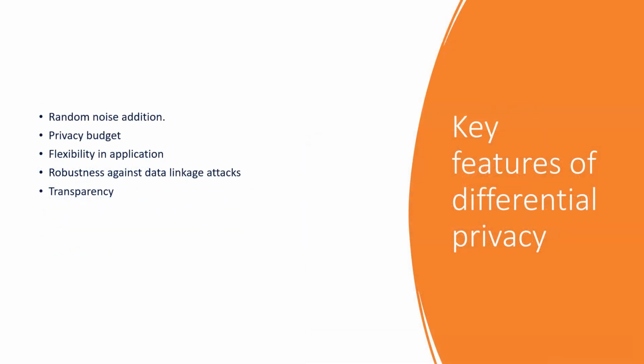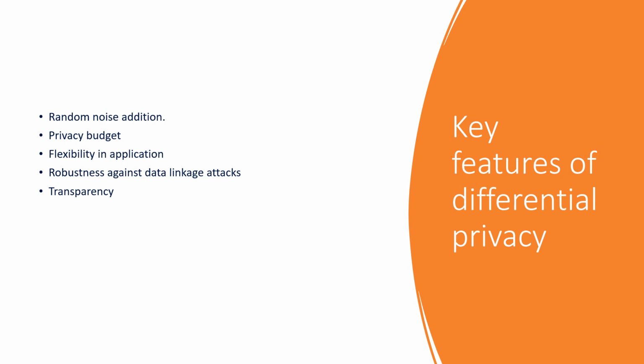Let's continue our lesson and focus on the key features of differential privacy. We will discuss random noise addition, privacy budget, flexibility in application, robustness against data linkage attacks, and transparency. Differential privacy is such an ingenious tool in the field of data protection, and it's packed with features that make it incredibly effective. Let's walk through some of these key features to understand why it's becoming a go-to method for ensuring privacy in data analysis.